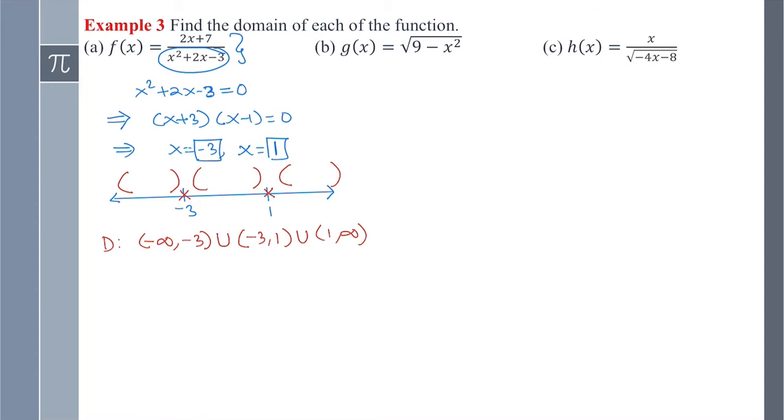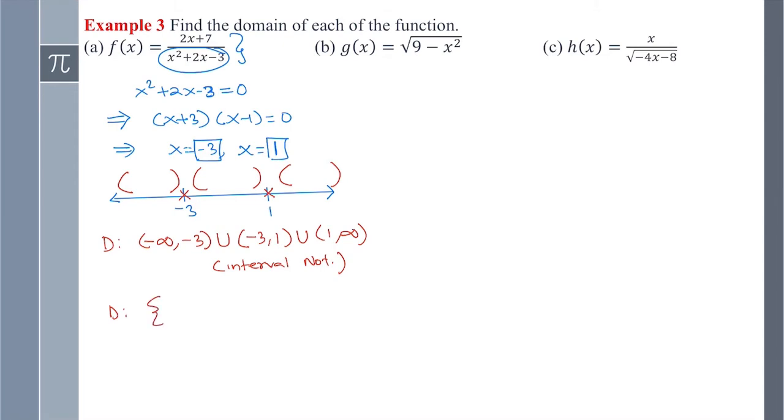This is called interval notation. You really have to be careful. When we write this type of parentheses, it means the endpoints are not included. If we have a bracket, then the endpoints are included. So that's how we write the domain in interval notation. If you have to write that in set builder notation, then this is how we are going to write it.